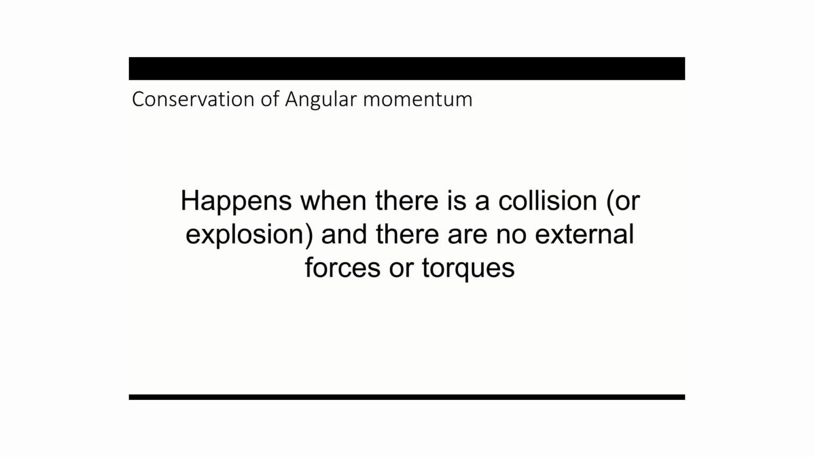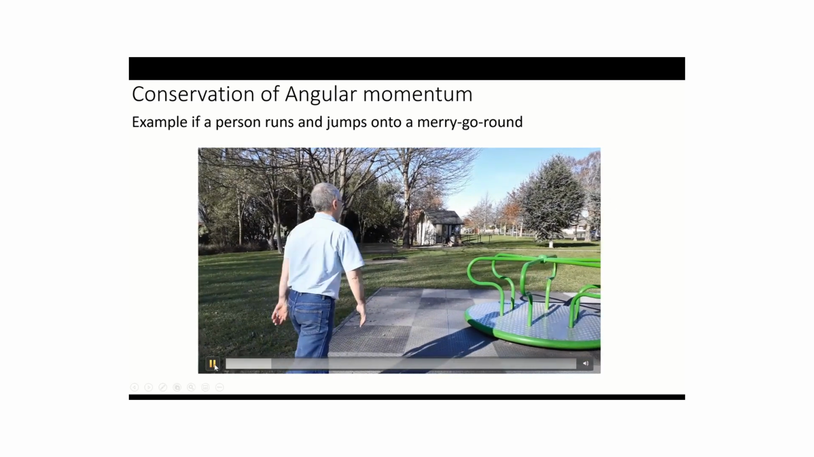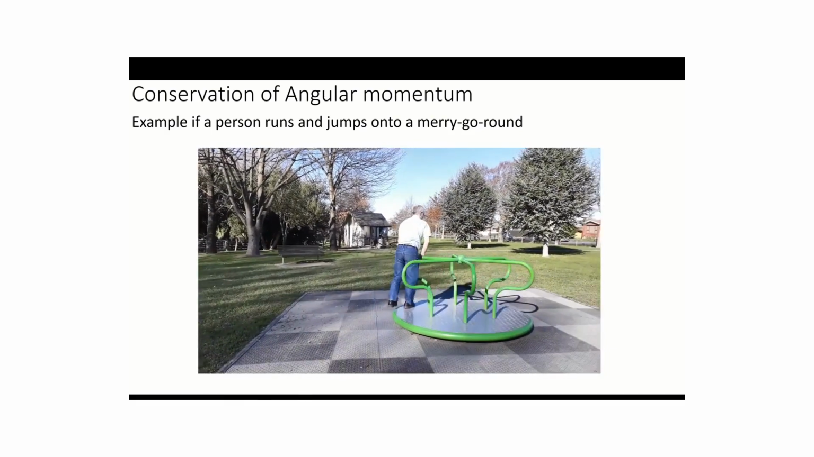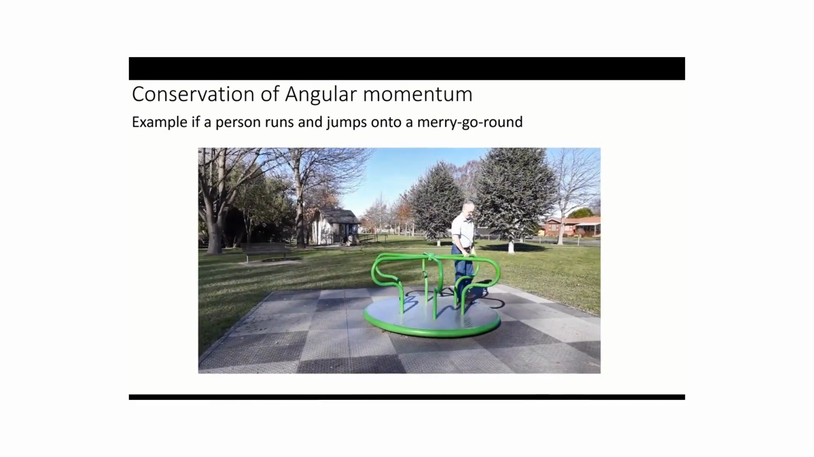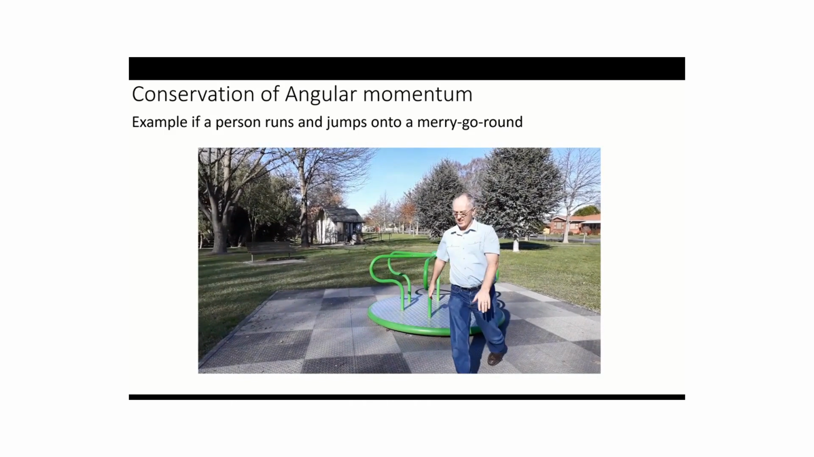So just like with linear momentum, we have a conservation of angular momentum. And this happens where there is a collision or an explosion and there are no external forces or torques. You need to remember that. It's when there are no external forces or torques. So let's have a look at something here. Here's a person, and they run and jump on the roundabout, and their motion is converted to angular motion.